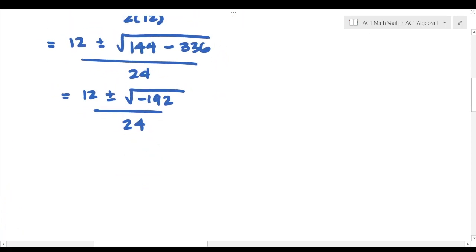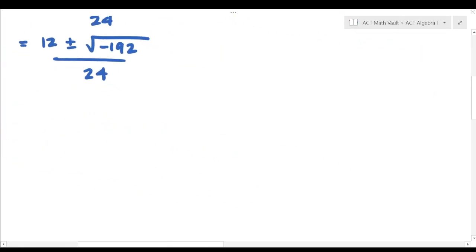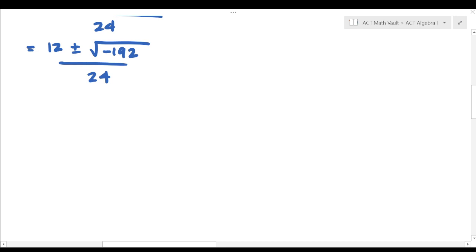Okay, so not as happy at the end. This was lovely. This one is going to be messy. So once you're past Algebra 2, you could have i involved in your answer. That is an imaginary number. So here we have it with this negative 192.